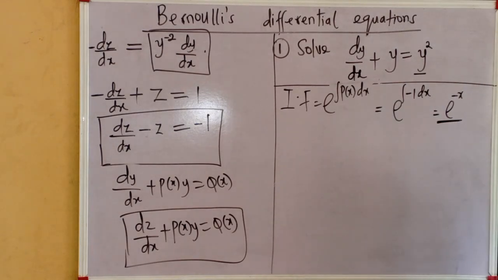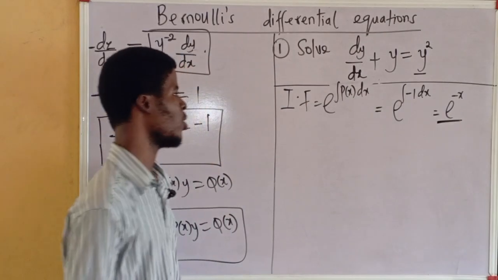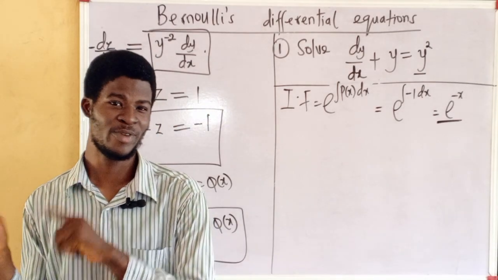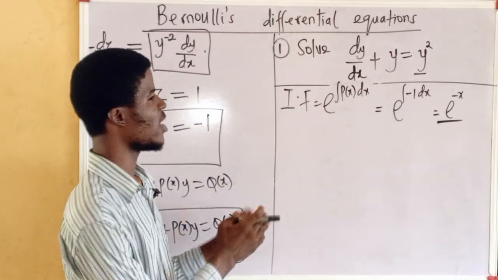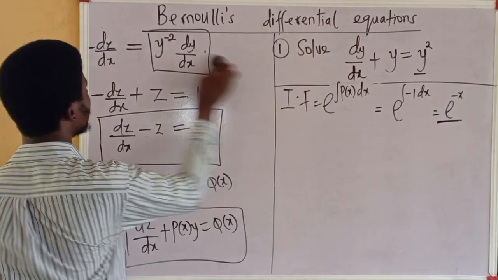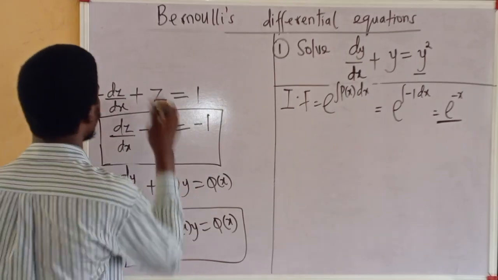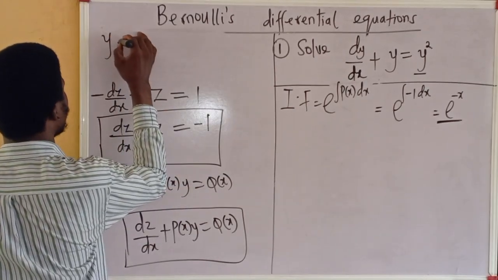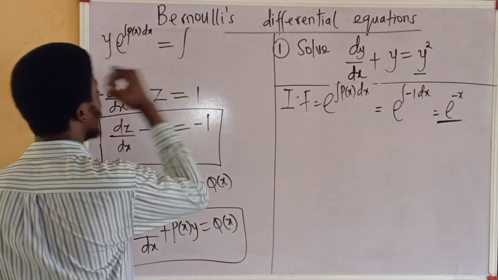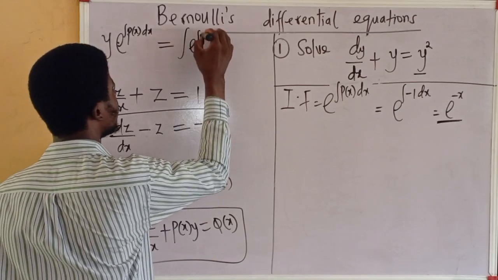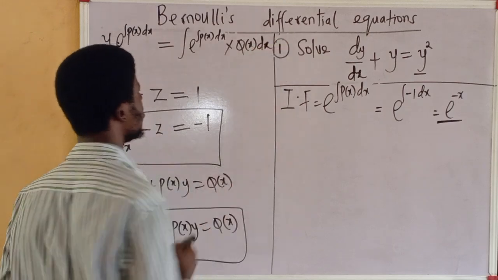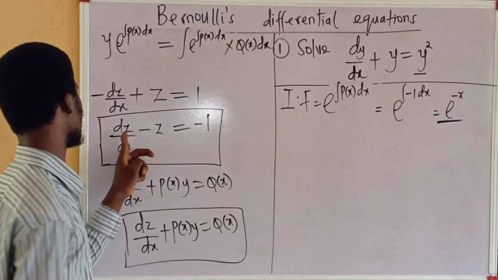Having gotten the integrating factor, the next thing to do is to plug it into the equation I gave you in the previous video for linear differential equations. I'm going to write it again. This is the equation: y times the integrating factor is equal to the integral of the integrating factor times q of x dx. So we are dealing with z now, not y.